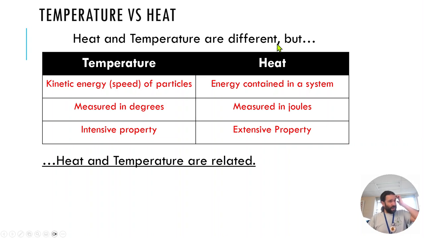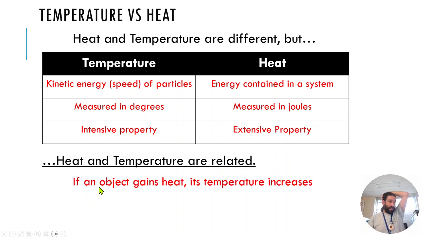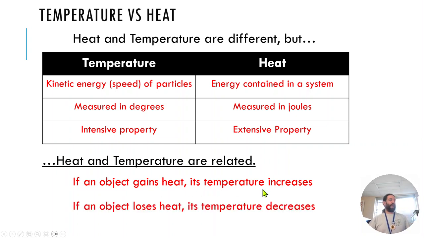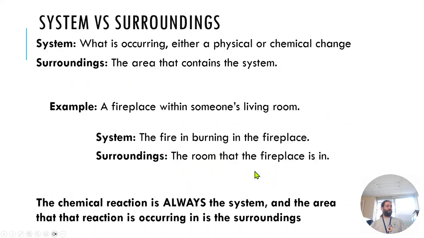But even though heat and temperature are different, they are related to one another. Because if an object gains heat, its temperature will increase, and if an object loses heat, its temperature will decrease. So in the example we talked about with the glass of water, the water gets cold when you put the ice cube in because heat is leaving the water, which causes the temperature of the water to go down.